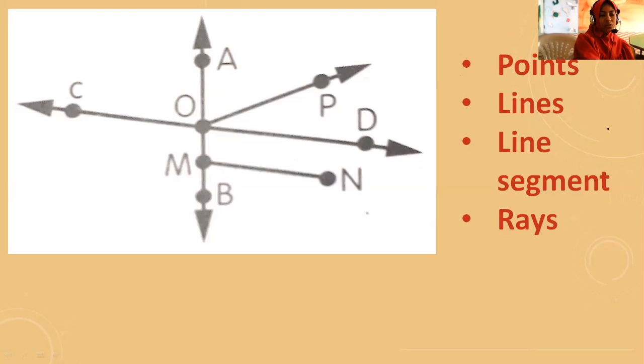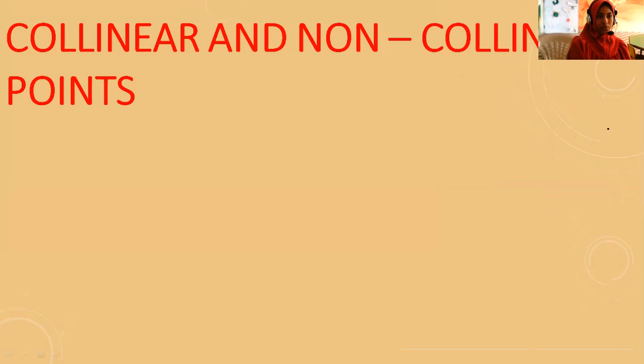After doing this, we have just two terms left, which come under points. Let's see: collinear and non-collinear points. It is defined from the name collinear. Linear means in the same line. Collinear means that if points are coming in the same direction, in the same line, then they are called collinear.